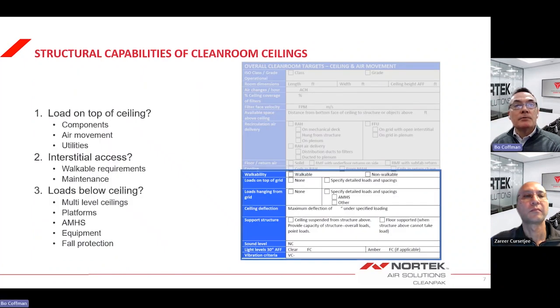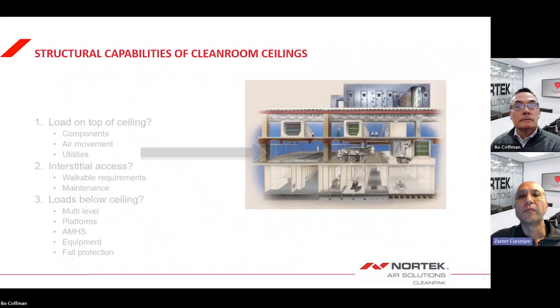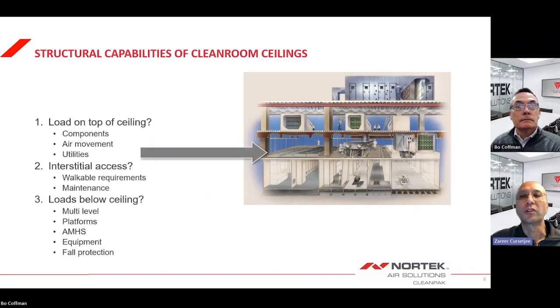Zari, can you walk us through the primary structural considerations for a ceiling grid? Yes, Bo. There are a few primary structural components to consider for the ceiling grid. First, we need to determine what loads are on top of the ceiling. This includes the weight of the ceiling itself and components on the ceiling, the air movement system, if it is attached to the ceiling, and any utility loads like fire protection, electrical, and plumbing.